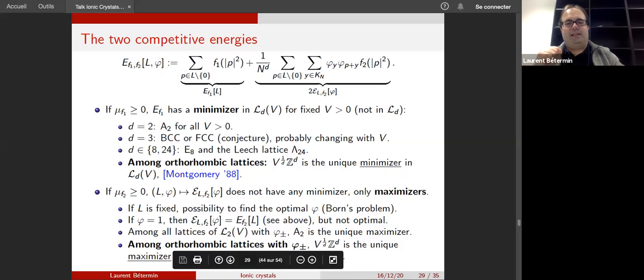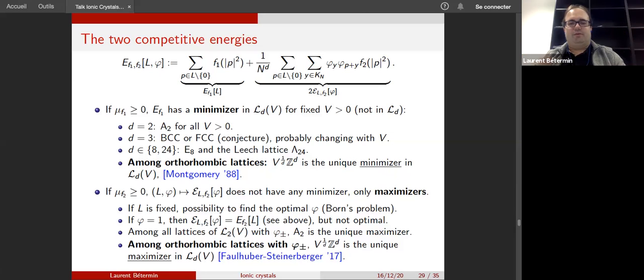And among orthorhombic lattices, there is a result by Faulhuber, Steinerberger, and Betermin, showing that if you are in the orthorhombic lattice case, and if you alternate the charges, okay, the cubic lattice is the unique maximizer of the energy. So that's a unique maximizer, whereas for the first energy, it's a unique minimizer. So those are two competing behaviors in the orthorhombic case and in the non-orthorhombic case. So you really have a symmetry of opposite behavior for the triangular lattice and the square lattice, basically, for example, in dimension 2.